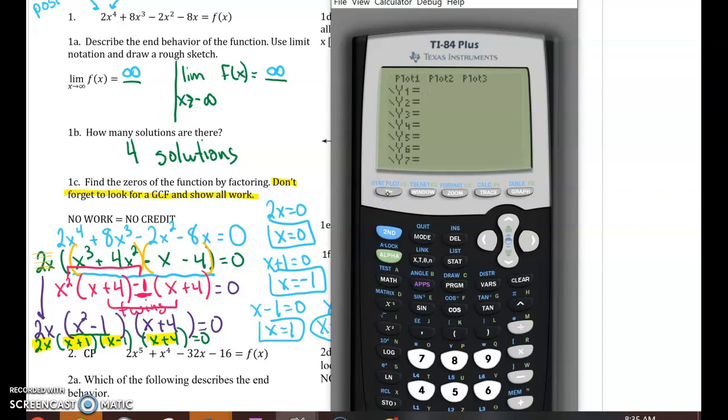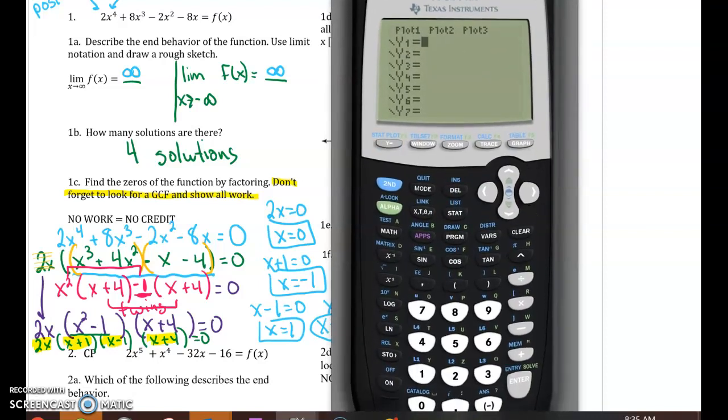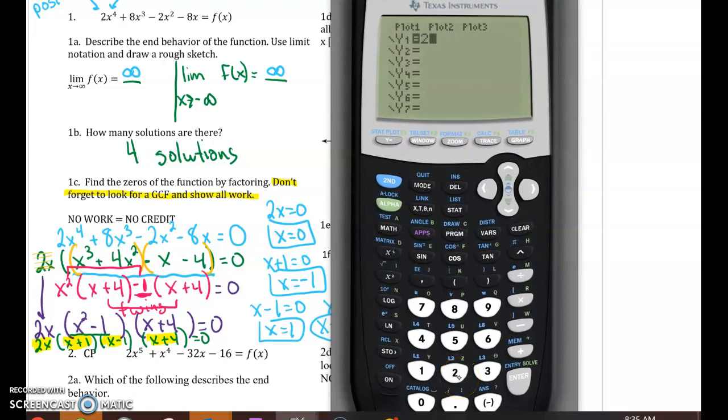If you have any equations, clear them out. Make sure all of your plots at the top are not turned on. And I am going to type in my equation. Let's move this up a little bit. All right, so I'm going to pause this while I type in my equation.